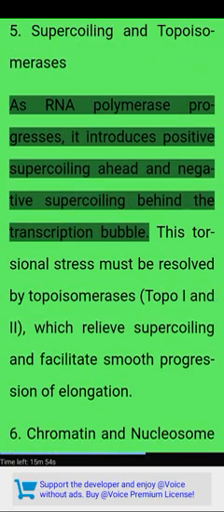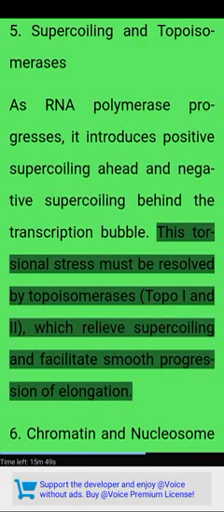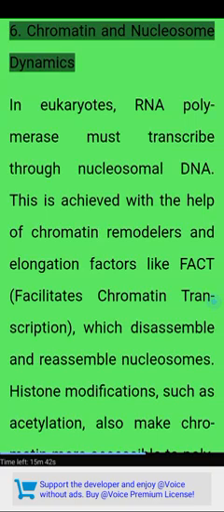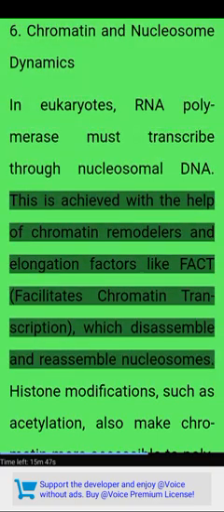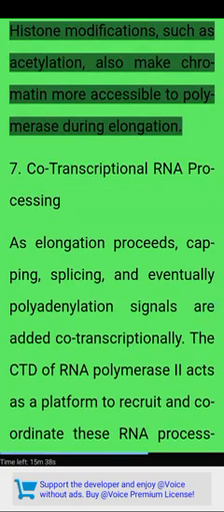5. Supercoiling and topoisomerases. As RNA polymerase progresses, it introduces positive supercoiling ahead and negative supercoiling behind the transcription bubble. This torsional stress must be resolved by topoisomerases, topo I and II, which relieve supercoiling and facilitate smooth progression of elongation. 6. Chromatin and nucleosome dynamics. In eukaryotes, RNA polymerase must transcribe through nucleosomal DNA. This is achieved with the help of chromatin remodelers and elongation factors like FACT, facilitates chromatin transcription, which disassemble and reassemble nucleosomes. Histone modifications, such as acetylation, also make chromatin more accessible to polymerase during elongation.